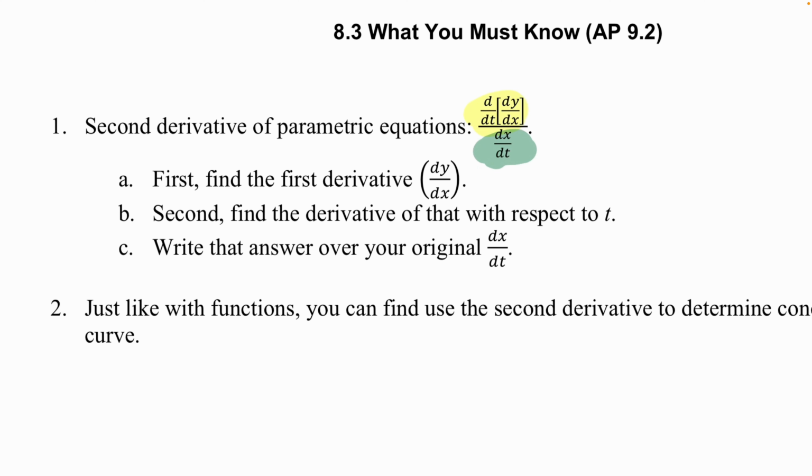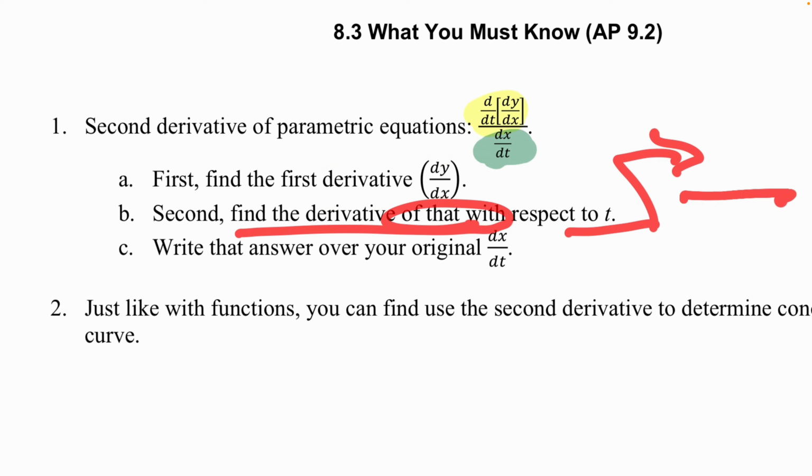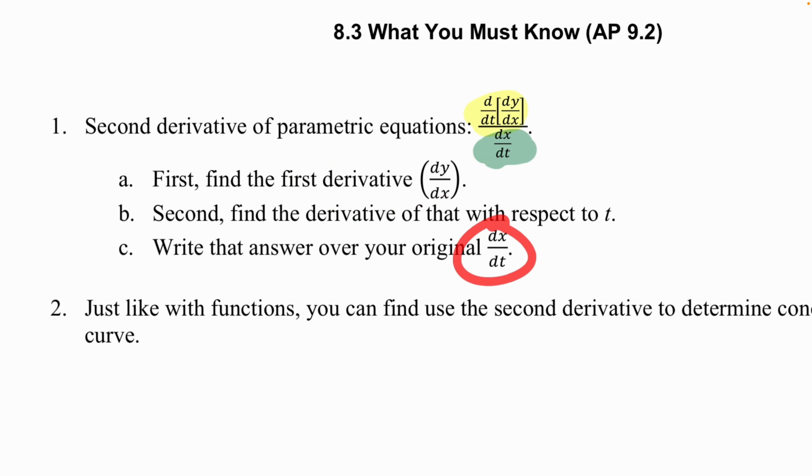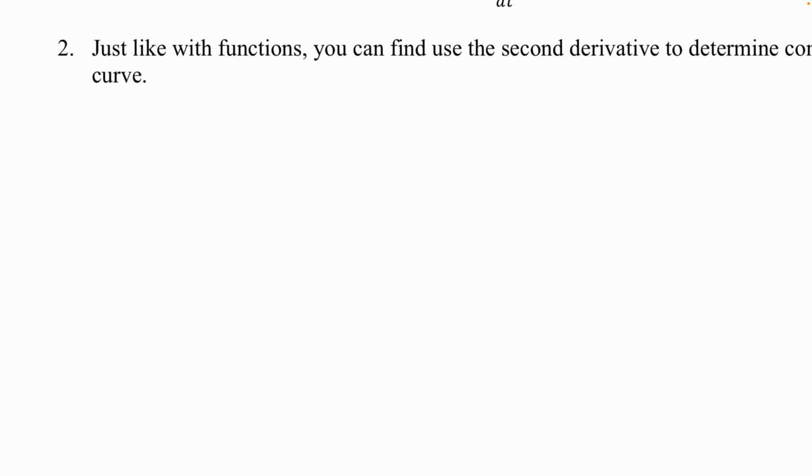So basically, the steps are this. Find the first derivative, like we've already learned. Then you find the derivative of that first derivative with respect to t, and that will go on top of a fraction bar. And then write that answer over your original dx/dt that goes on the bottom. So let's take a look at an example of this.